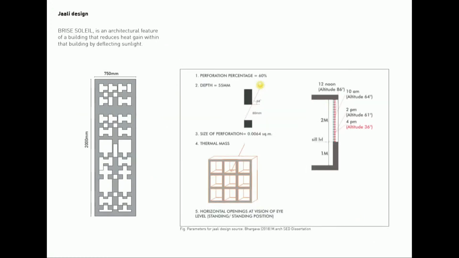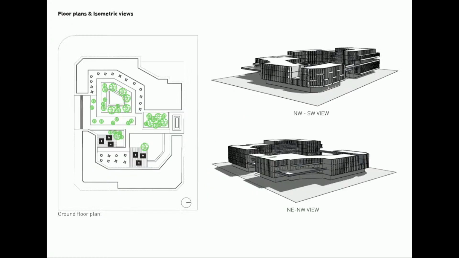So coming to the jali design, it's an architectural feature of a building that reduces heat gain within a building. For further analysis of the jali, I referred to a previous SED student's dissertation who has done an analysis on the depth and the thickness of the jali. So all those attributes have been taken from that and further analyzed.